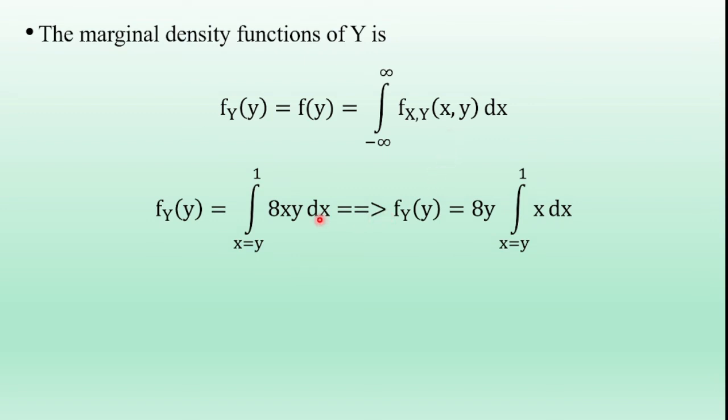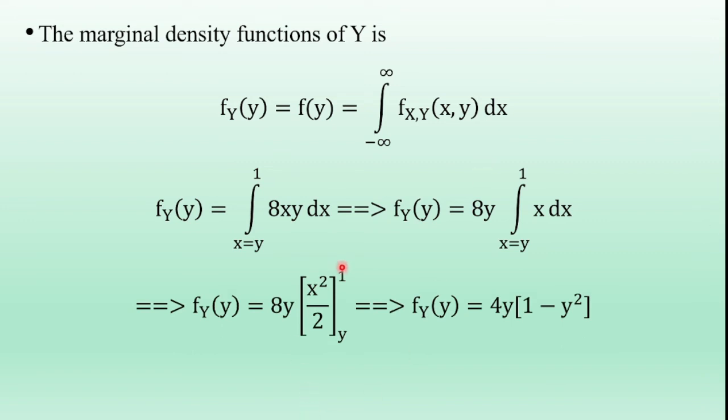So now here integrating with respect to x, 8y is the constant. Integral x dx is x square by 2 over y to 1. Now substitute upper value of x and lower value of x. We get fy of y is equal to 8y by 2, 4y into 1 minus y square. And this is the marginal density function of the random variable y.